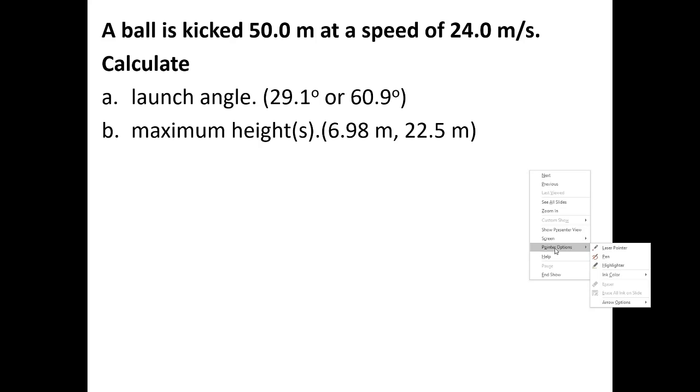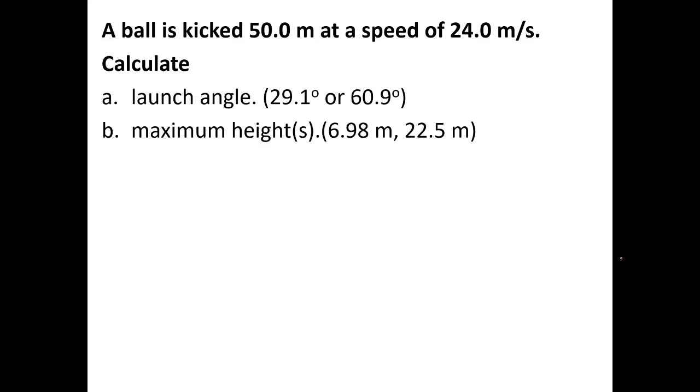So today we're going to take a look at a little bit more of the range formula and some other projectile motion problems. So let's take a look at this one. A ball is kicked 50 meters, so it goes downfield 50 meters. And we know the launch angle, or not the launch angle, but we know the initial speed is 24 meters per second.